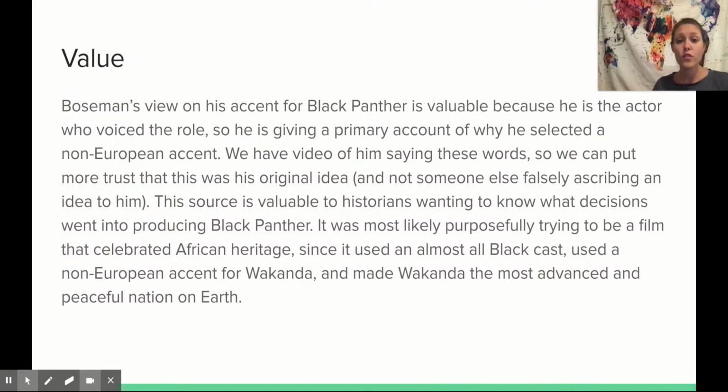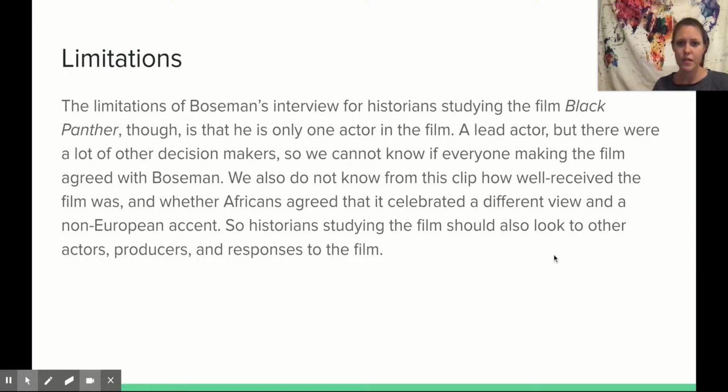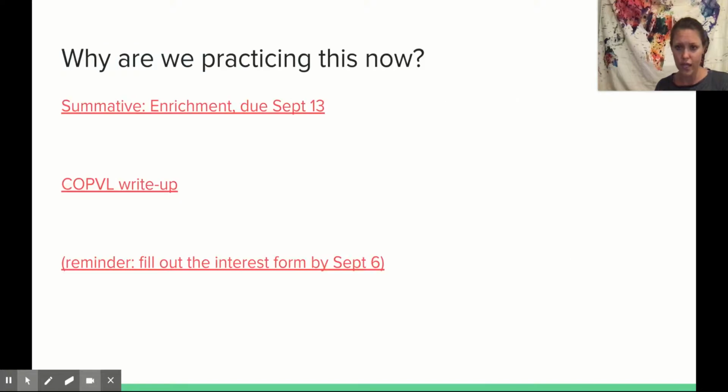Okay, then value, pause me and read this. And then limitations, pause me and read this. All right, so that is one form of applying this. Hopefully you also read my example from the video last week where I applied OPVL to the headstrong historian as well.